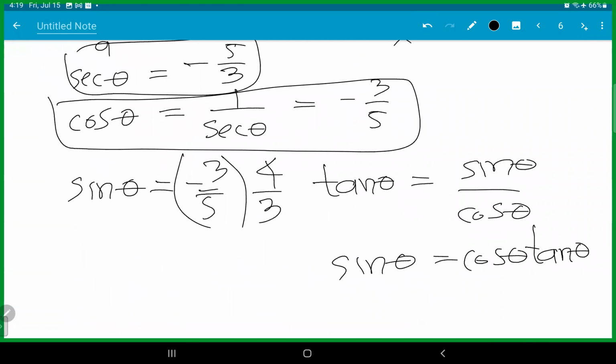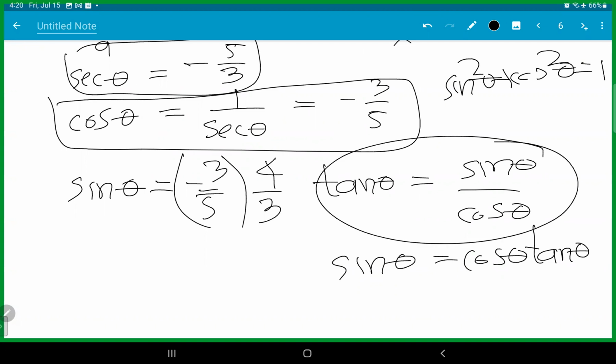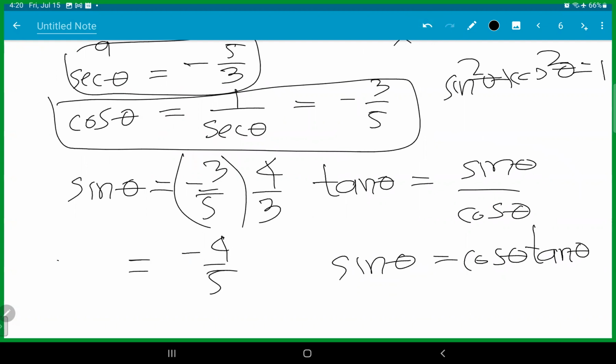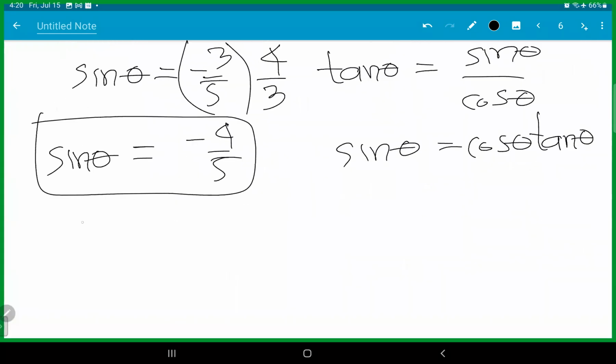Pwede mo rin gamitin yung Pythagorean identity, sine squared theta plus cosine squared theta equals 1. Then, determine mo na lang yung tamang sign. So, negative 4 over 5. Then, cosecant. Reciprocal ng sine.